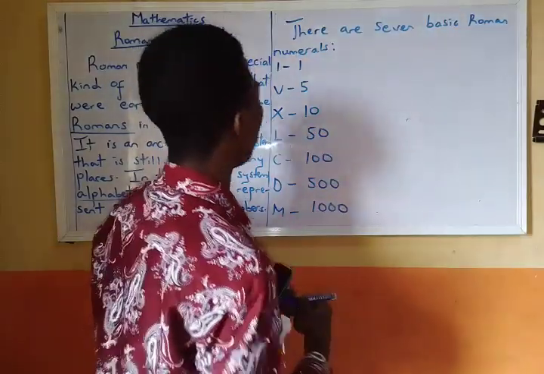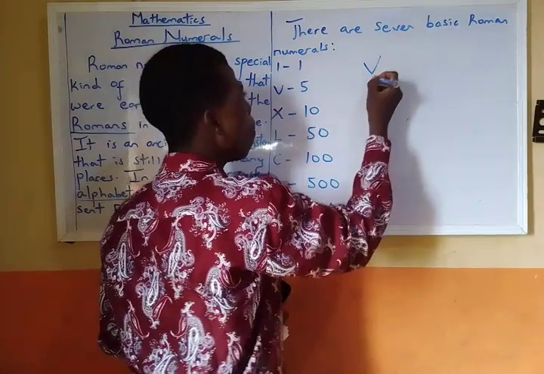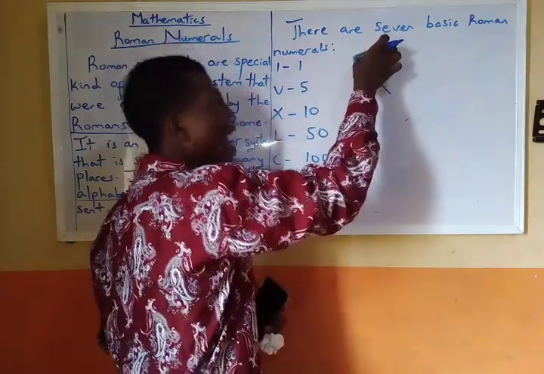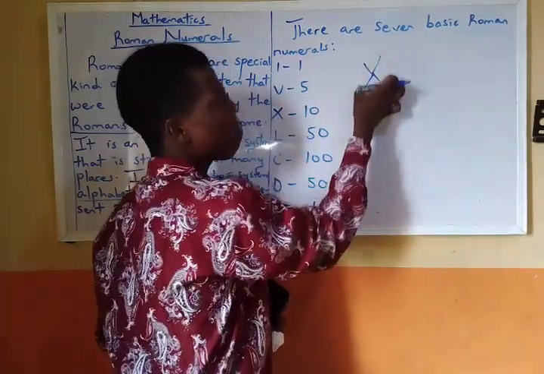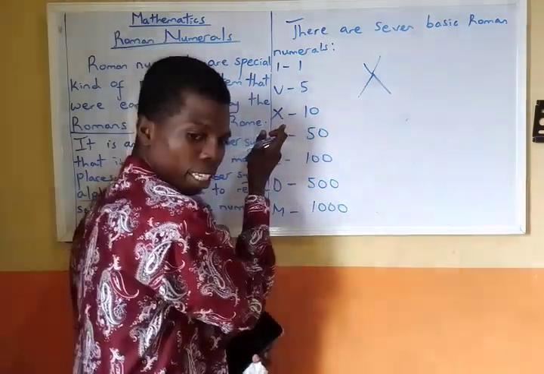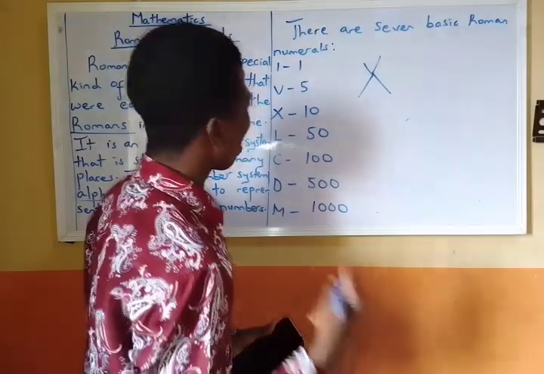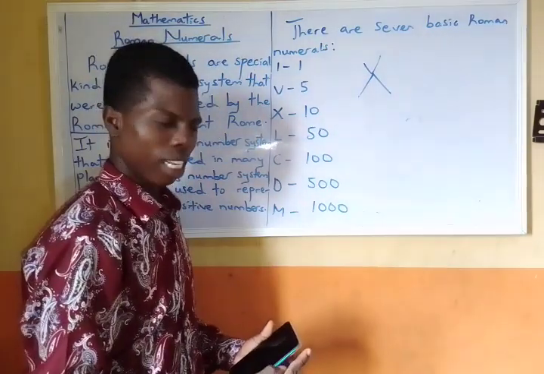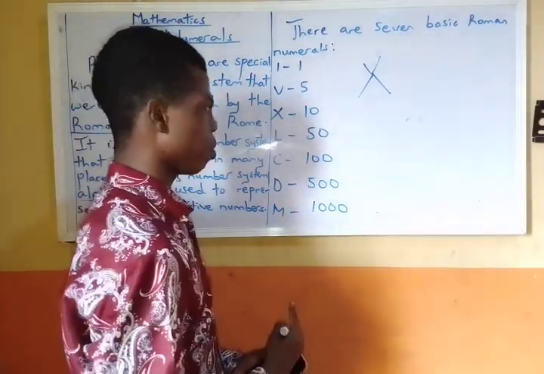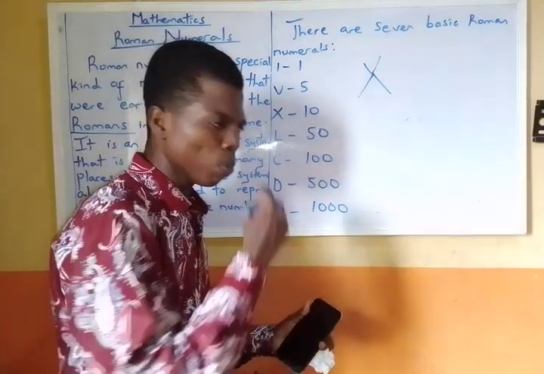Are we together now? Now look at this. If I put V up and I put V down, this is 5 and then this is 5. So 5 plus 5 gives me what now? 10. That's another way to remember that X is 10. X is 10. You got that now? Beautiful. Is that understood now?